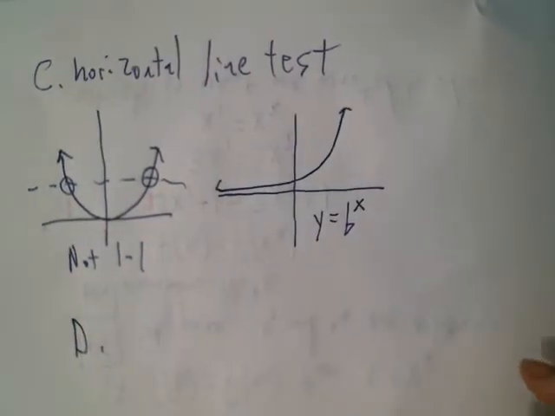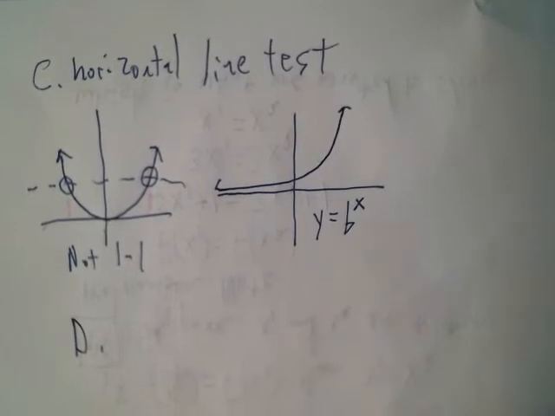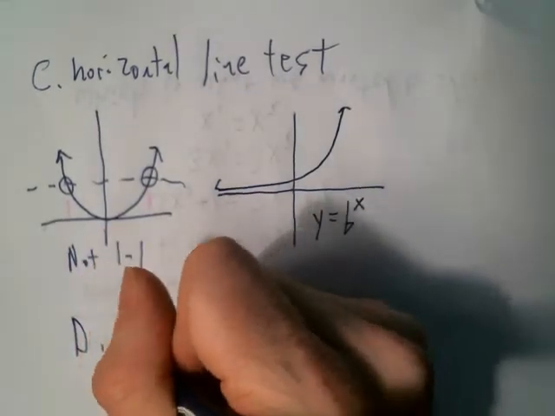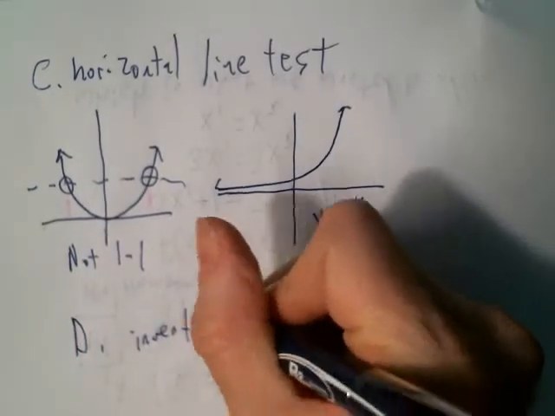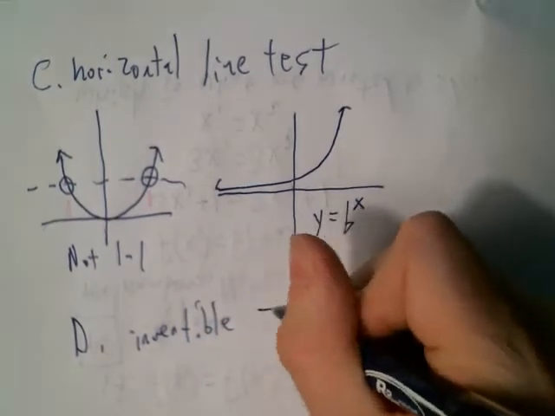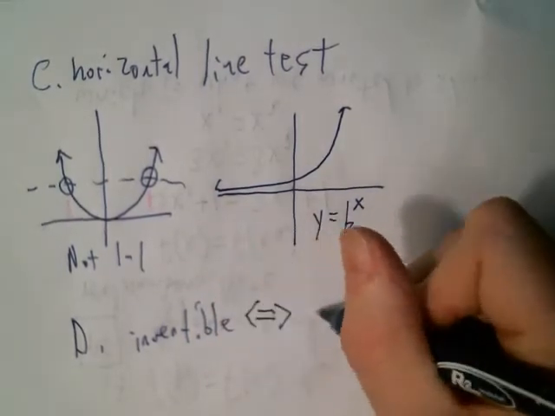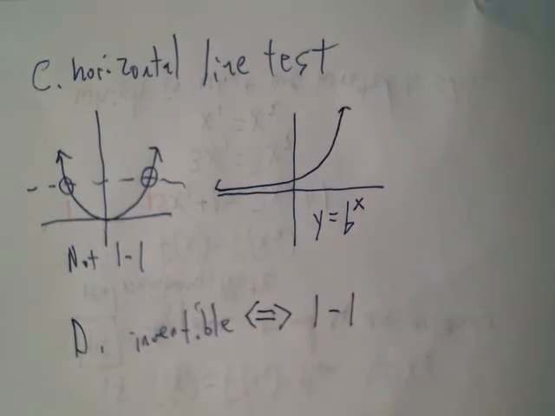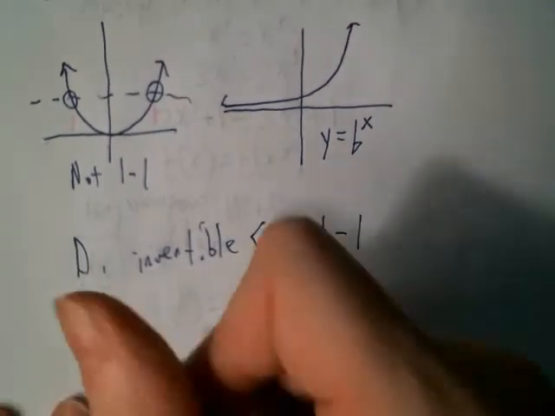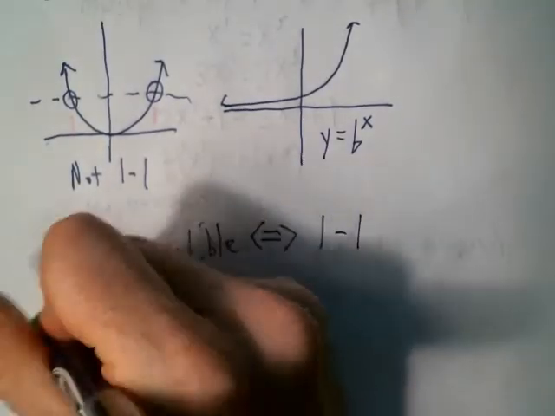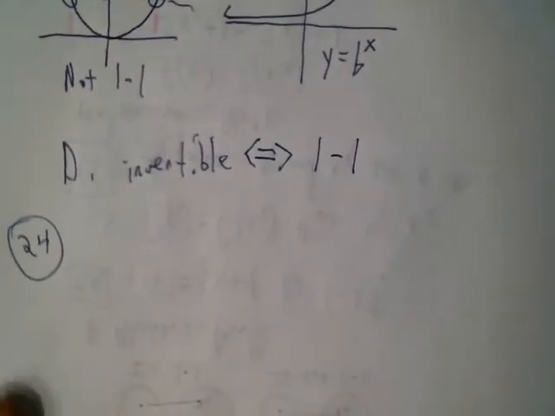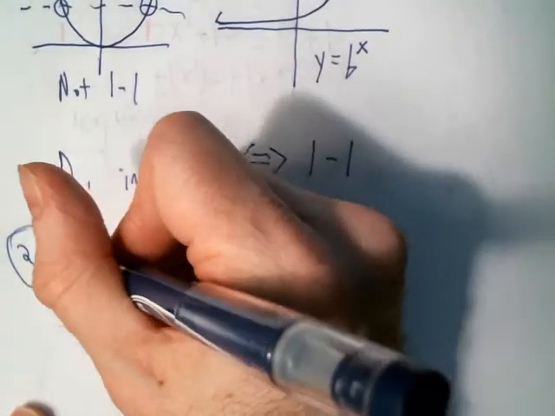and vice versa. So if you have something that is invertible, it is one-to-one. Okay, so it goes both ways. Let's look at 24 and see what we're dealing with here. Determine if this thing is one-to-one.